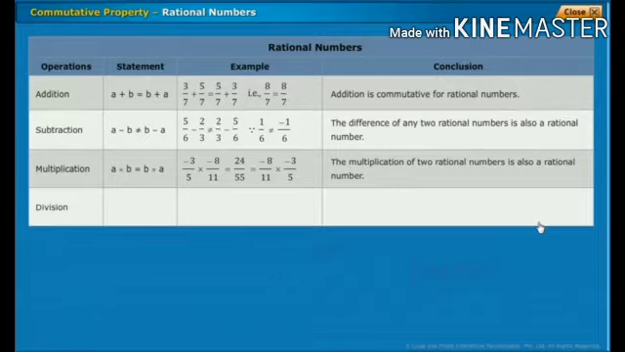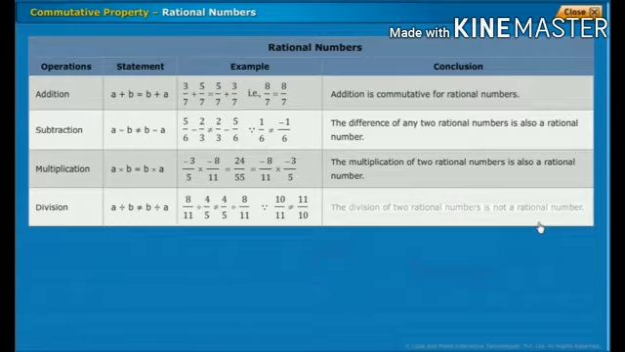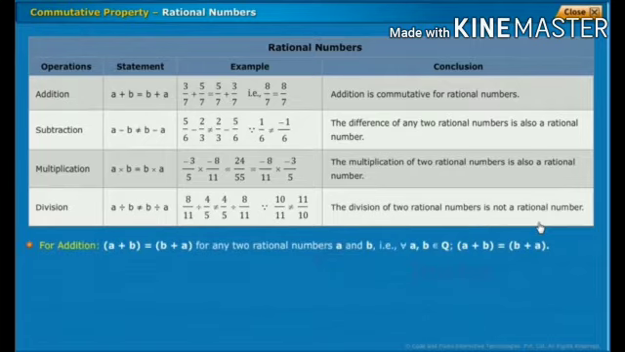And for division, a divided by b is not equal to b divided by a. 8 by 11 divided by 4 by 5 is not equal to 4 by 5 divided by 8 by 11. So the answer will not be the same. LHS is not equal to RHS. So division cannot be commutative for rational numbers. Only addition and multiplication are commutative for rational numbers.